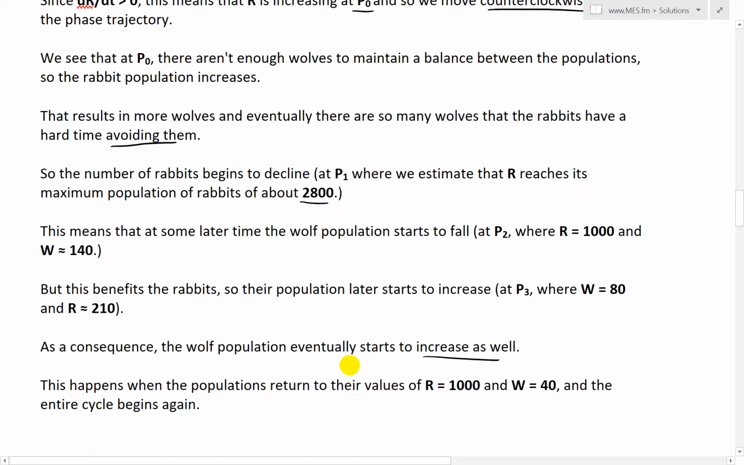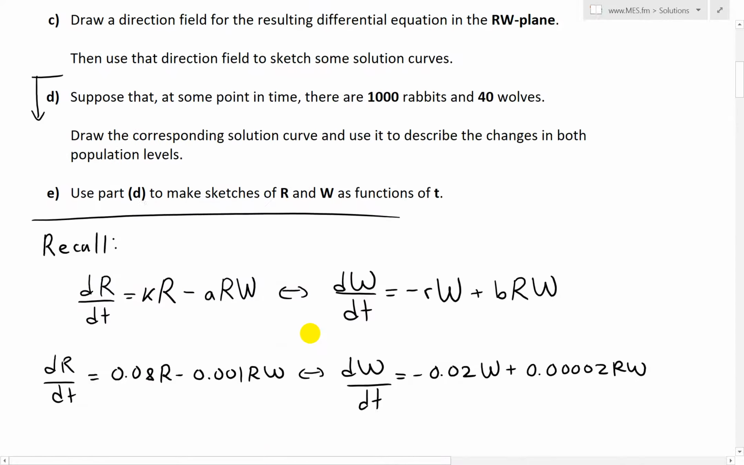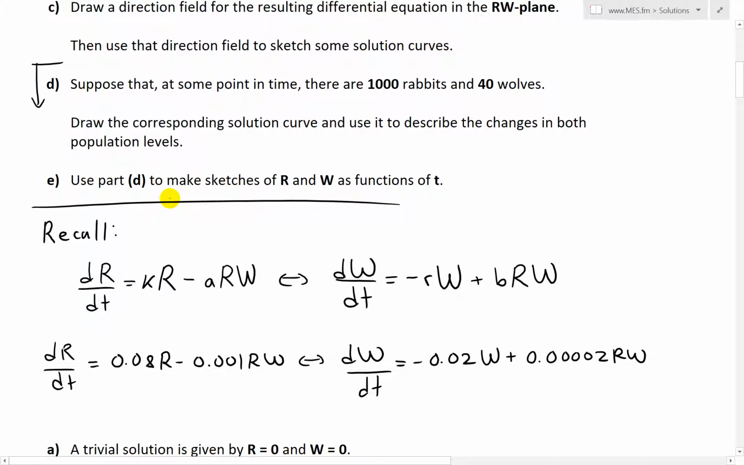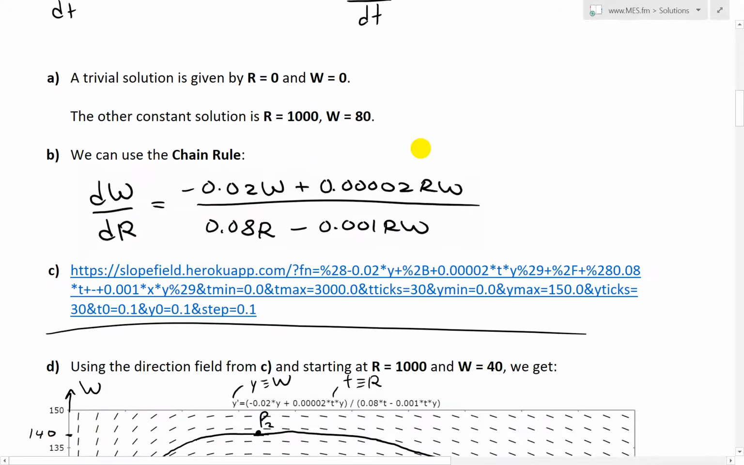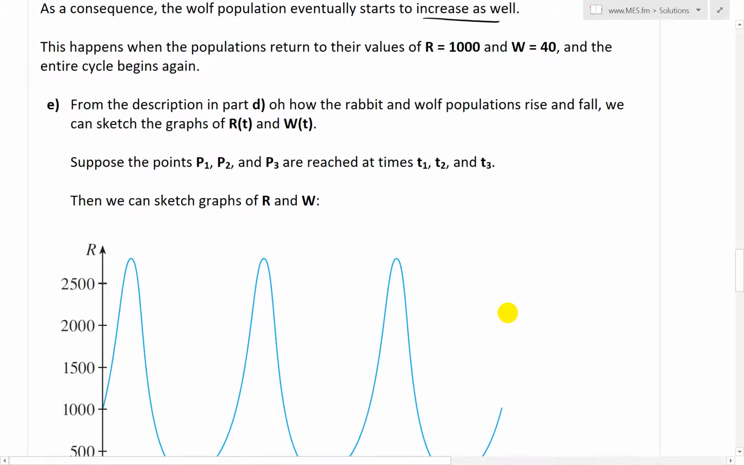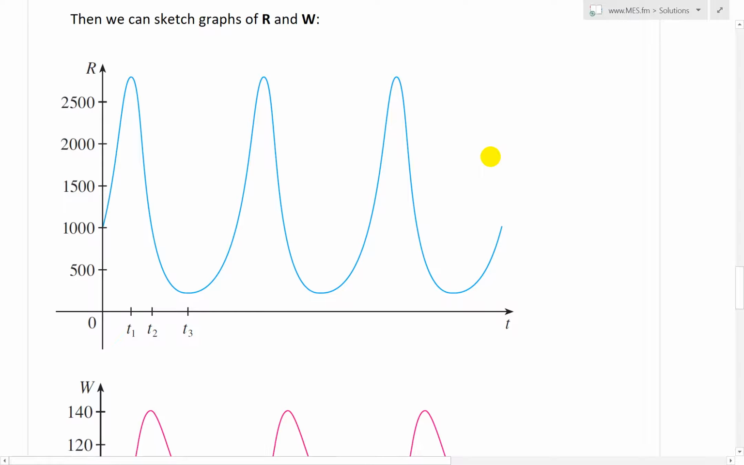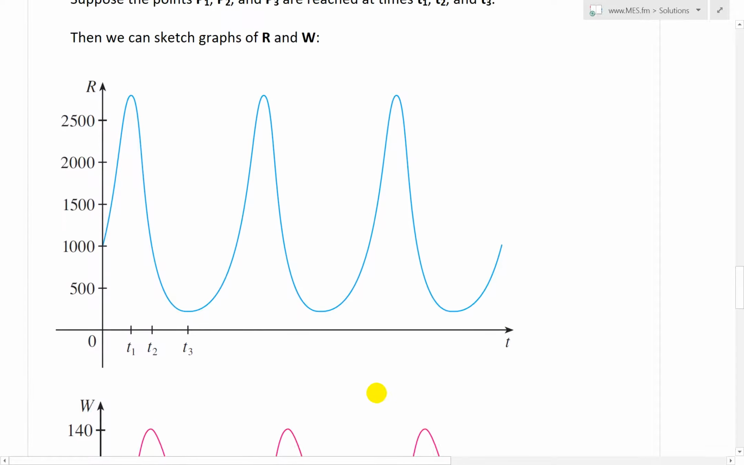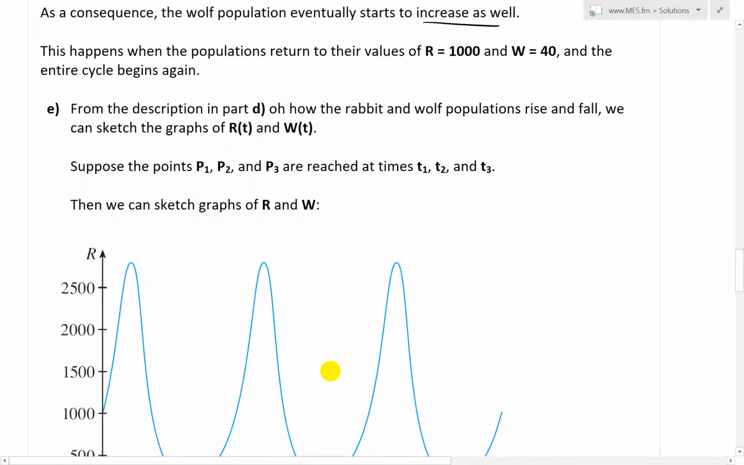Yeah, so now let's look at part E. Part E says use part D to make sketches of R and W as functions of time. Okay, so let's scroll over here. Here I've copied and pasted the graphs of these functions that my calculus book drew, and I'll go over how they went about it.